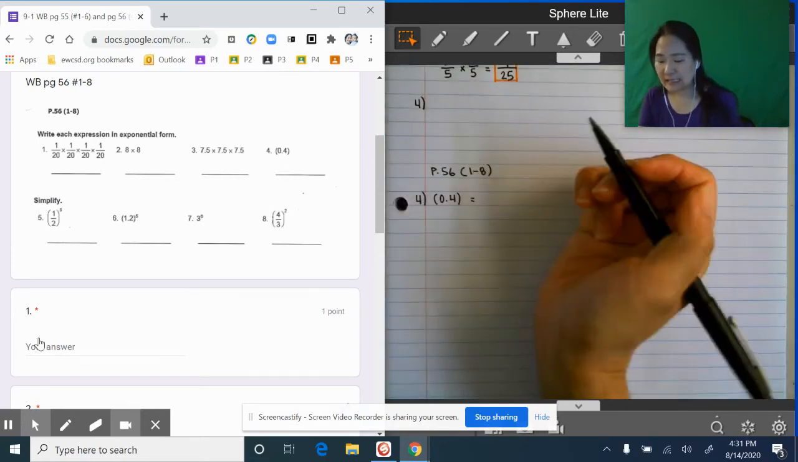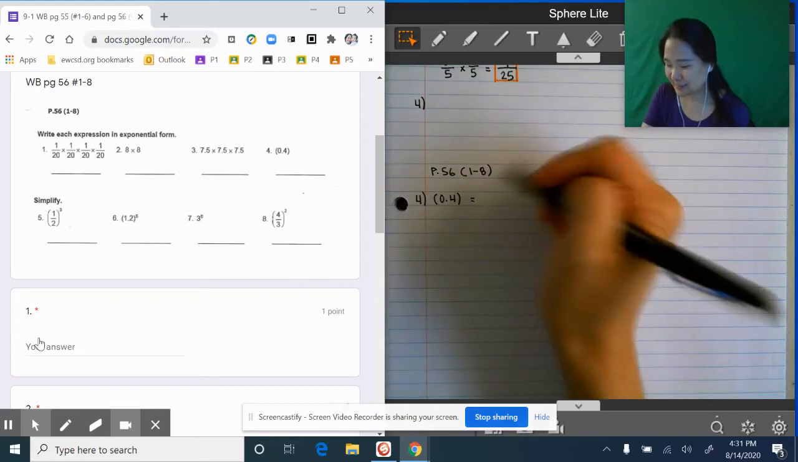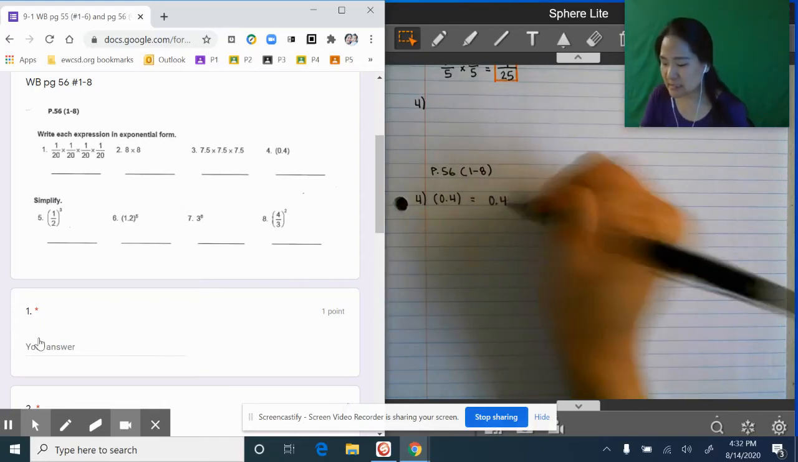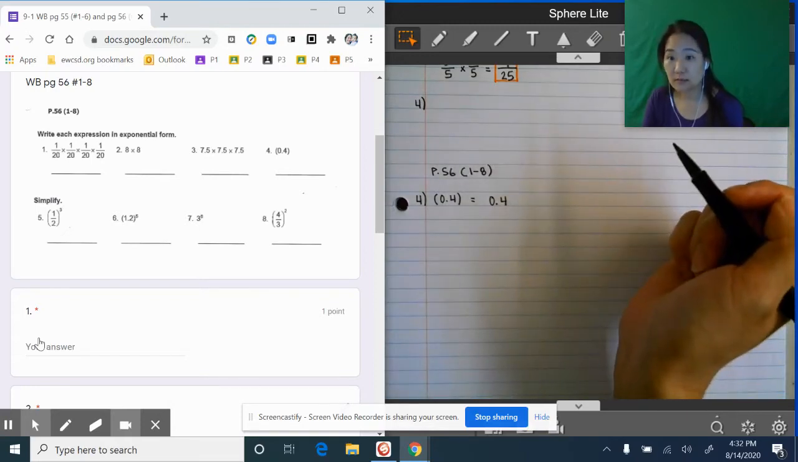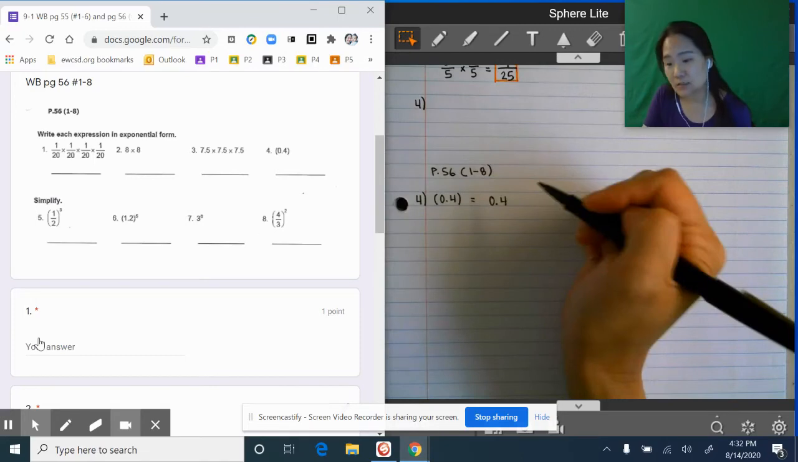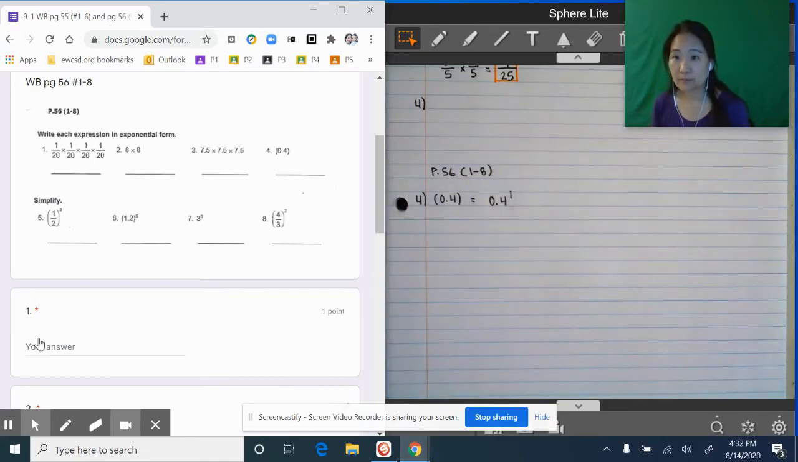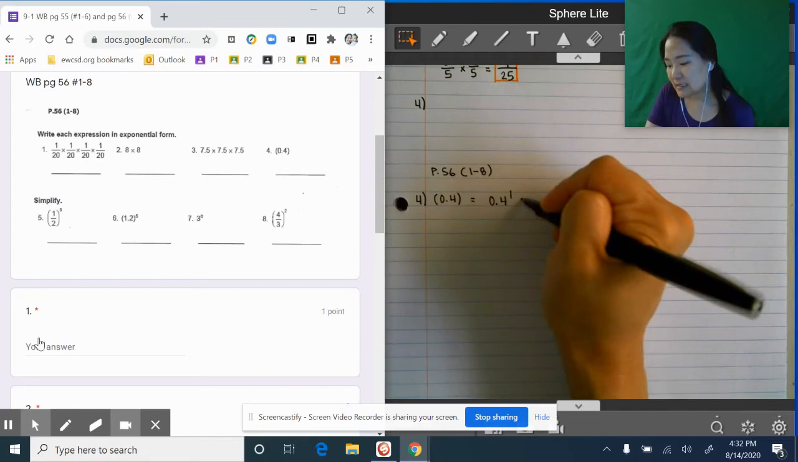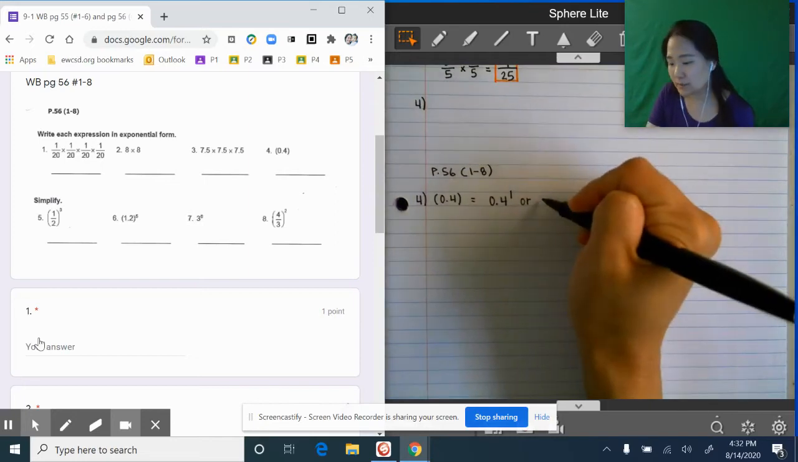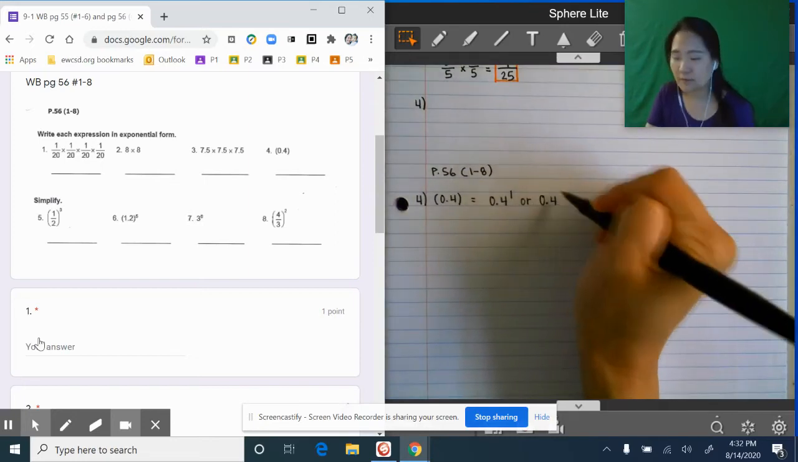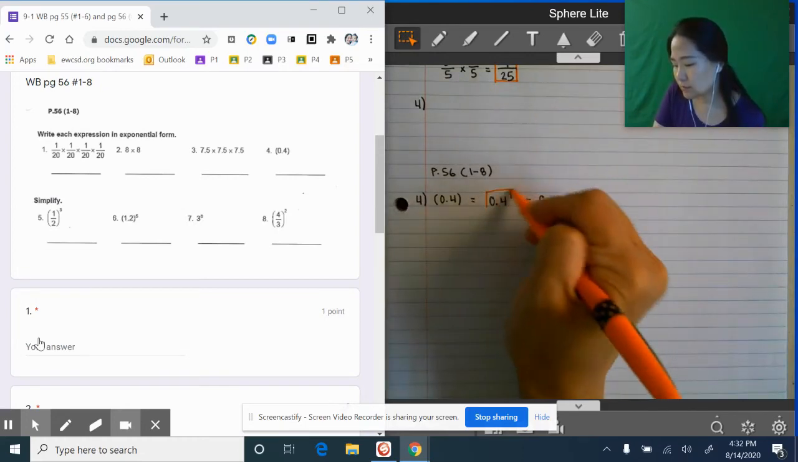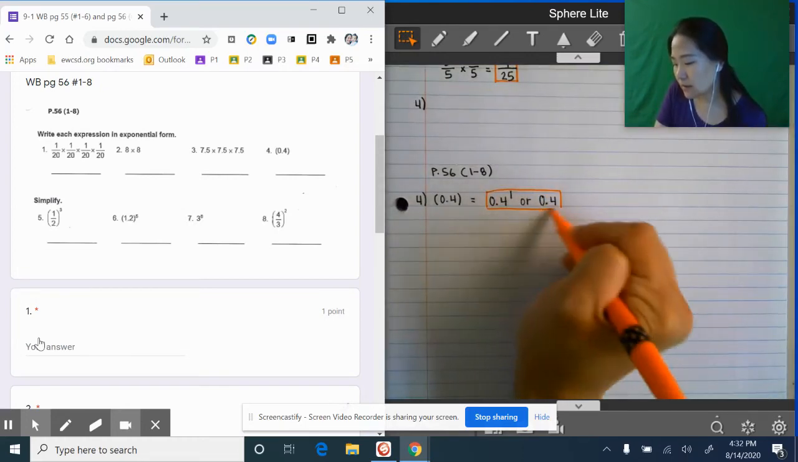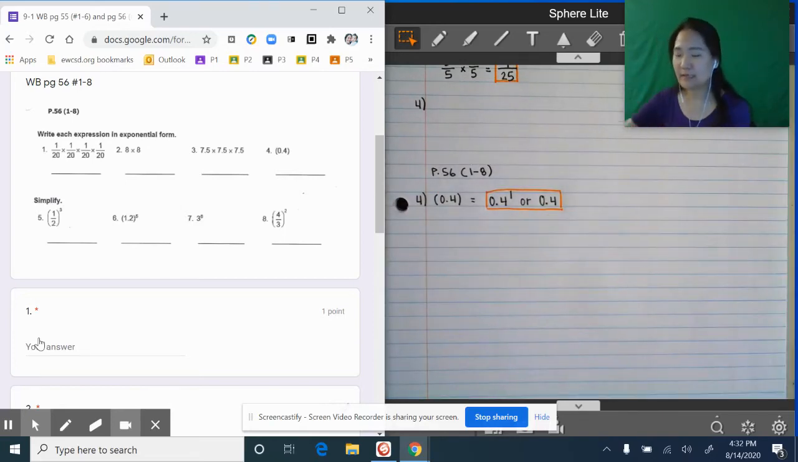Anyways, let's see. I can see the base is 4/10. Now, how many times is it being repeatedly multiplied? Just once. So it is really 4/10 to the first power, or since it is just 4/10 to the first power, you can even just skip the first power and just write 4/10, and that would be correct as well, okay? So here you go, all right?